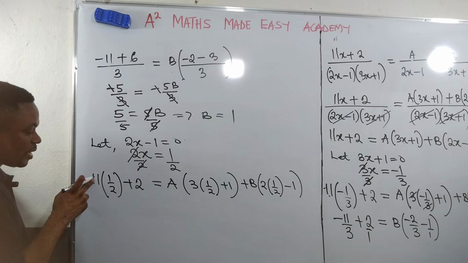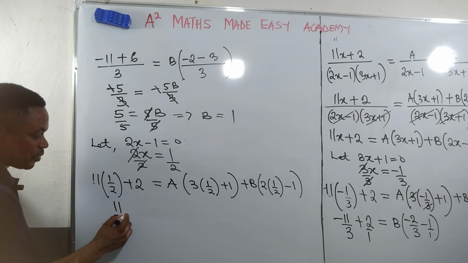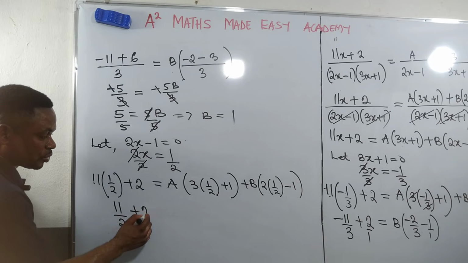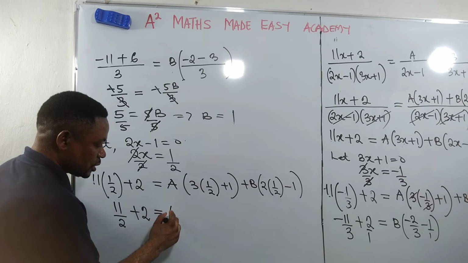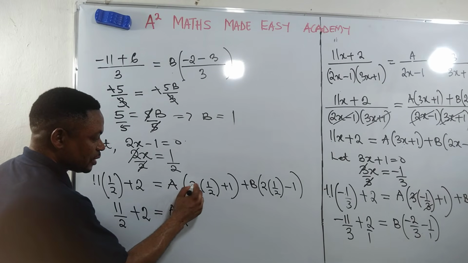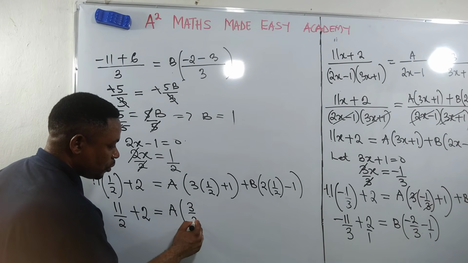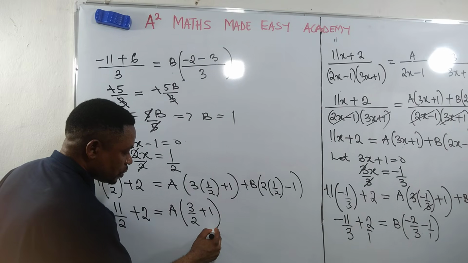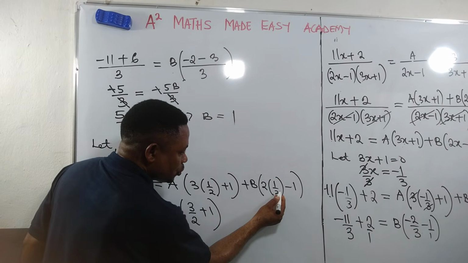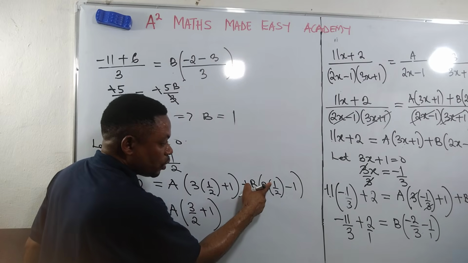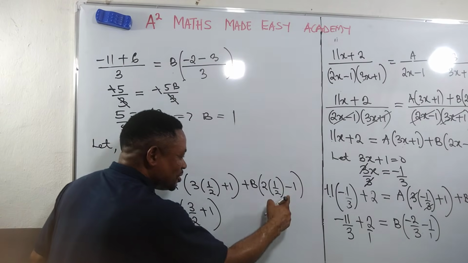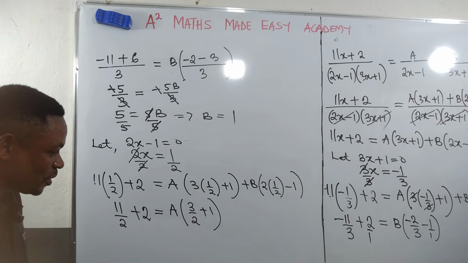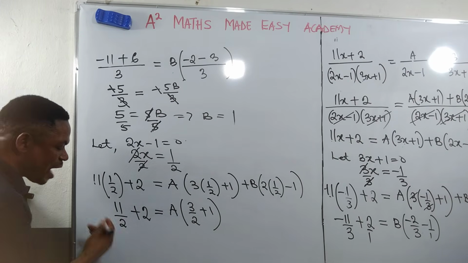We have 11 times 1 will give us 11 all over 2, plus 2, then equal to. Now watch this. 3 times 1. This is A, right? Open the bracket. 3 times 1 will give us 3, then all over 2 plus 1. Close the bracket. Now watch. 2 down, we cancel 2 up. What is remaining? 1 minus 1. What is 1 minus 1? 0. And 0 times B is already 0. So we can look for A.